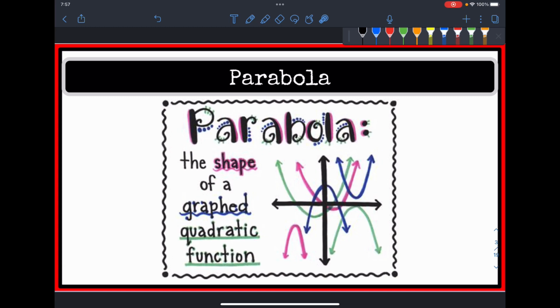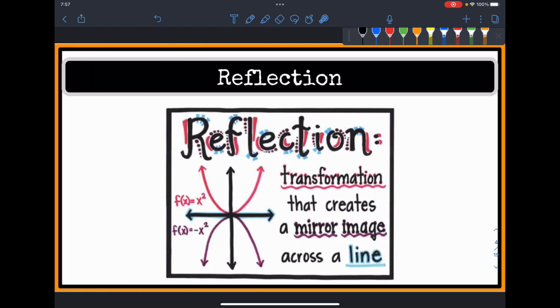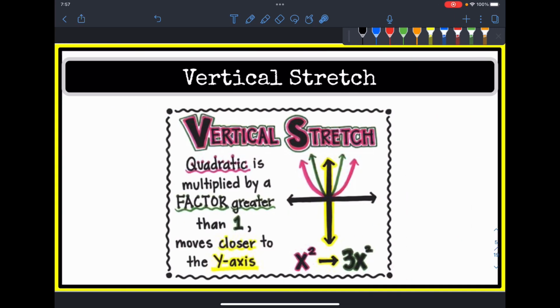Now this U opens up or down depending on the type of value we multiply to the x squared. So in this situation right here, we have a reflection across the x-axis if our coefficient of x squared is a negative value. If it's a positive value in front of the x squared, then the parabola opens upwards.